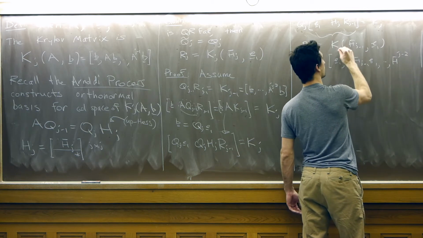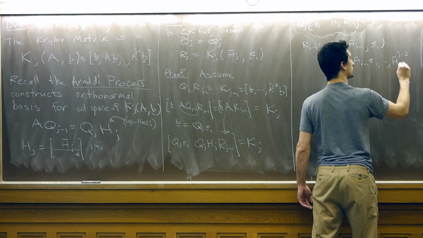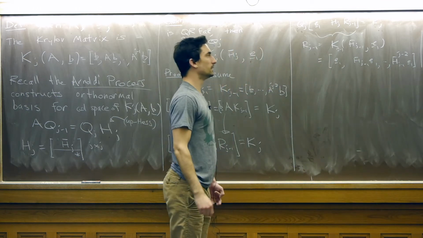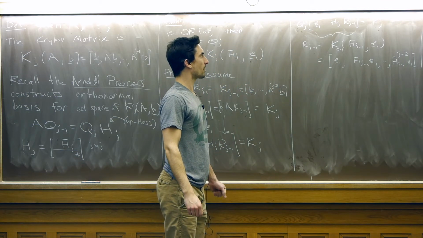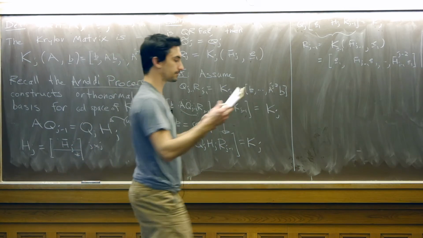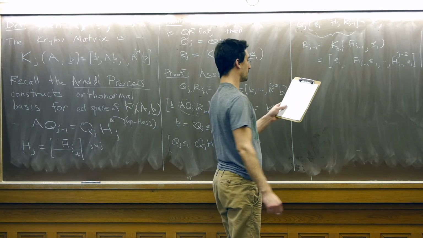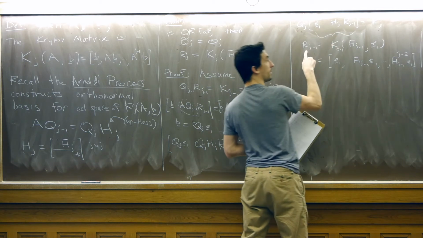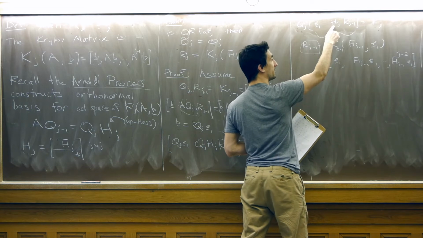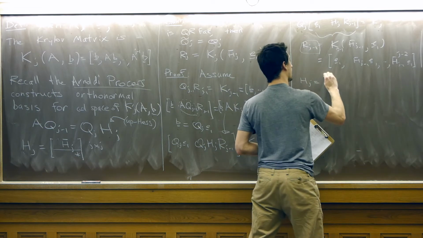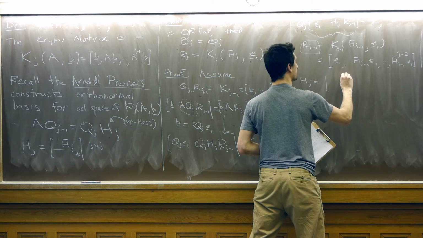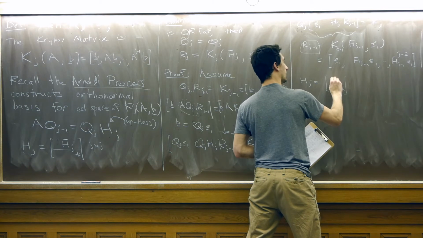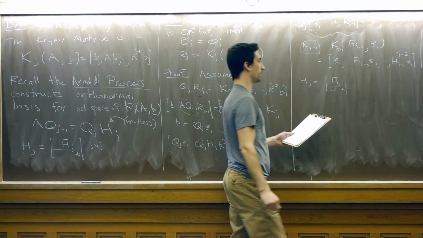So this is J minus 1, E1. Okay. Let's see. My claim is that we were multiplying this by Hj in front. Hj is a j plus 1 by j upper Hessenberg matrix.